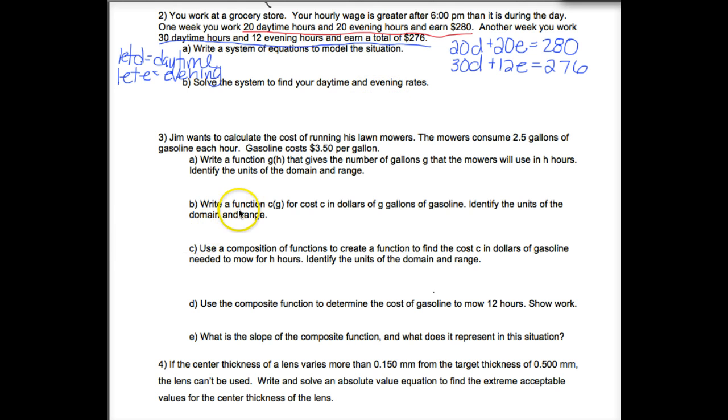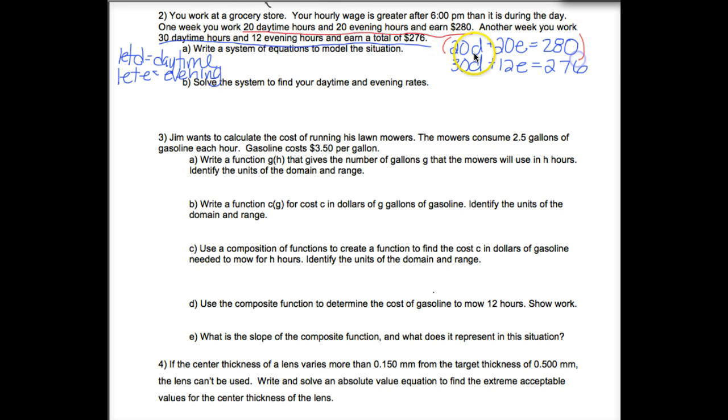All right, so solve the system to find your daytime and evening rates. You can either use substitution or elimination. I don't think one is necessarily easier than the other here. I'll give you a hint for substitution: I would subtract the 20E from both sides and then divide by 20 to get D alone, and then we would put that back in here. I'm going to solve this by elimination just because they're nicely lined up in the columns. But again, substitution wouldn't be wrong. If you use the top equation, that should come out pretty nicely.